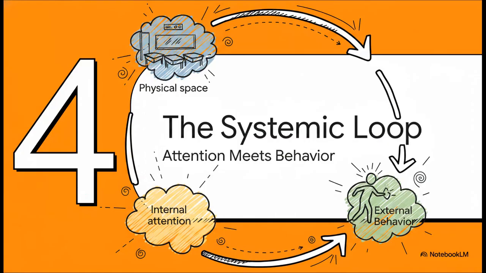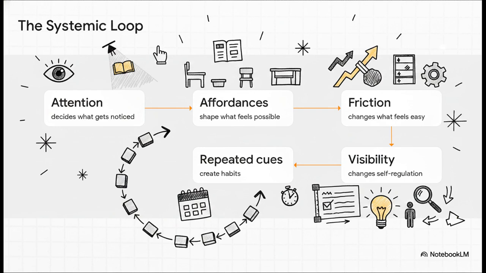Which takes us to Section 4, the systemic loop. This is where attention truly meets behavior. This is where the whole shebang comes together. The physical space and the internal attention merge into one continuous system. Let's walk through this cascading loop step by step.